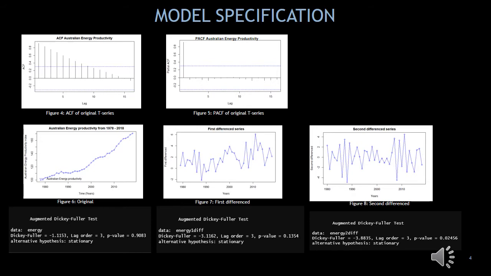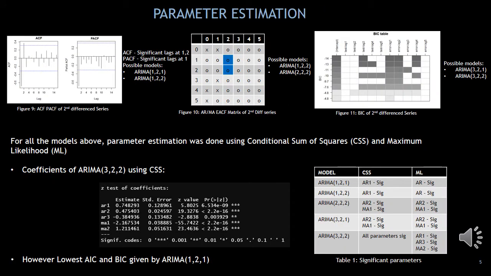ADF test. Parameter estimation. The second difference series was used to come up with ACF, PACF plots, EACF metrics, and BIC table. ACF showed significant lags at 1 and 2, while PACF showed a lag at 1.